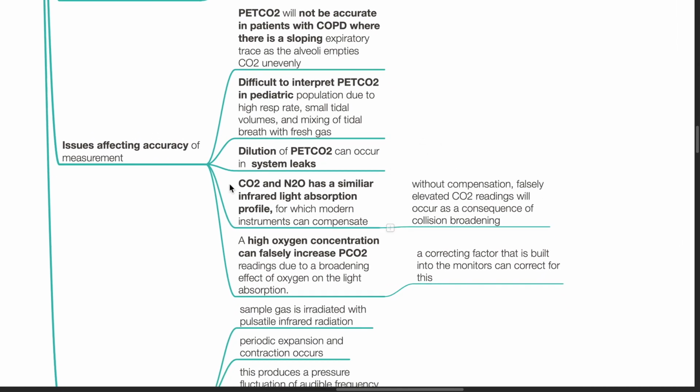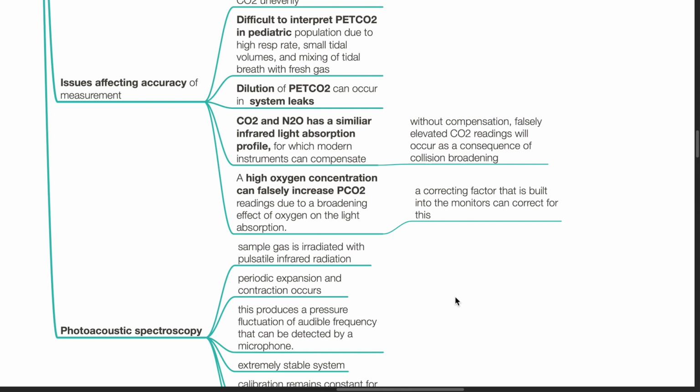Carbon dioxide and nitrous oxide have a similar infrared light absorption profile, for which modern instruments can compensate. Without compensation, falsely elevated carbon dioxide readings will occur as a result of collision broadening. A high oxygen concentration can falsely increase pCO2 as well, due to the broadening effect of oxygen on the light absorption. A correcting factor that is built into the monitors can correct for this.